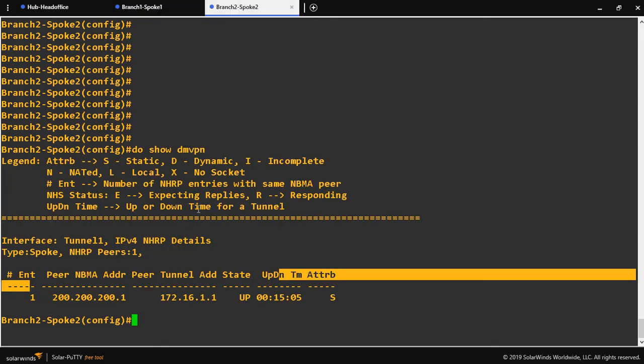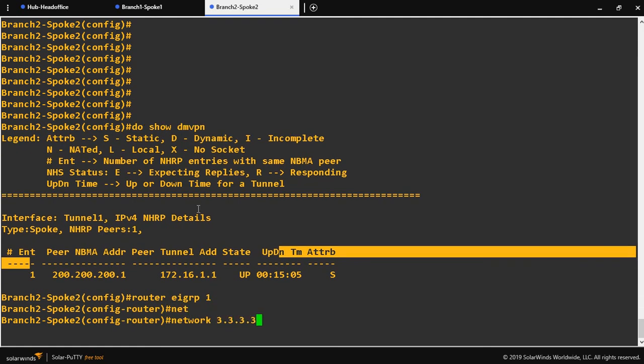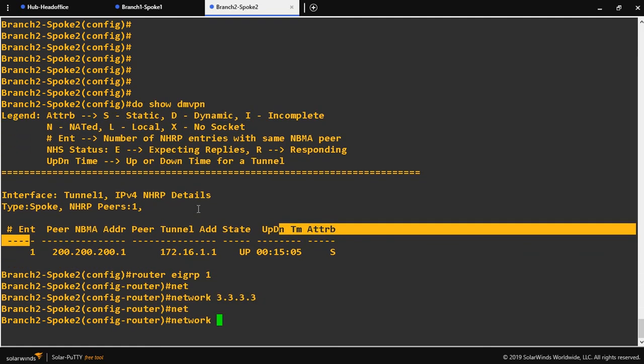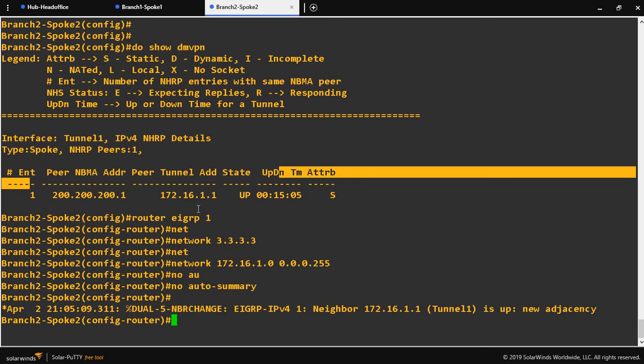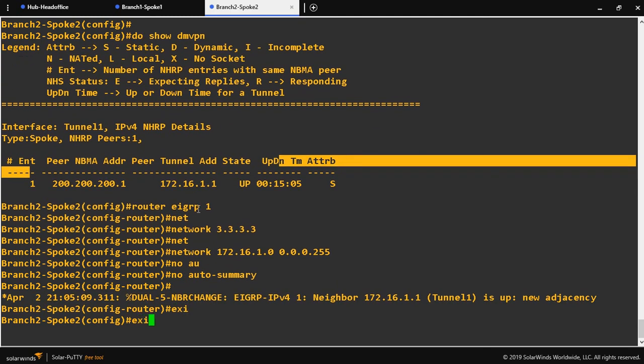The same thing we have to configure on the spoke 2 router also: router EIGRP 1, and the loopback network is 3.3.3.3, and the network 172.16.1.0, that is our tunnel network. No auto-summary. So here also I got the neighbor relationship.